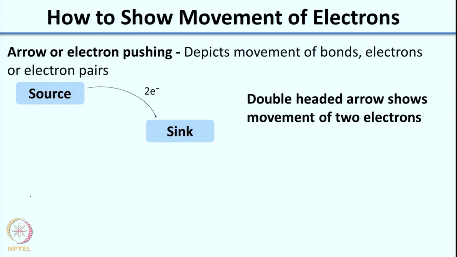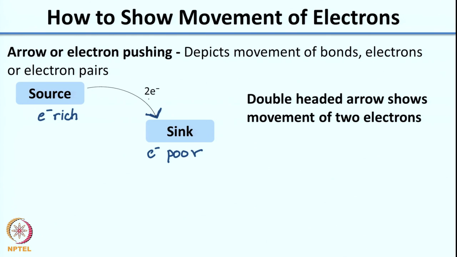The arrow pushing or electron pushing depicts movement of electrons in a way such that you go from an electron rich species, which is your source, to the sink, which is electron poor, right. Just like it suggests, source means it has a lot of electrons, sink means it is very poor, and you show it by a double headed arrow.